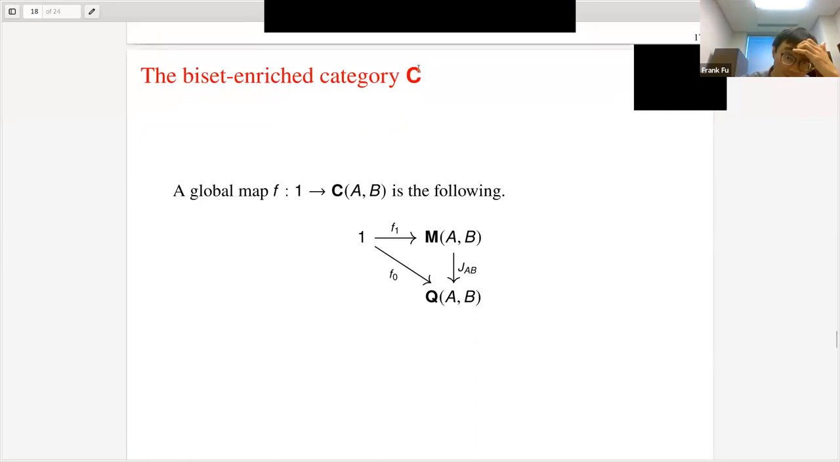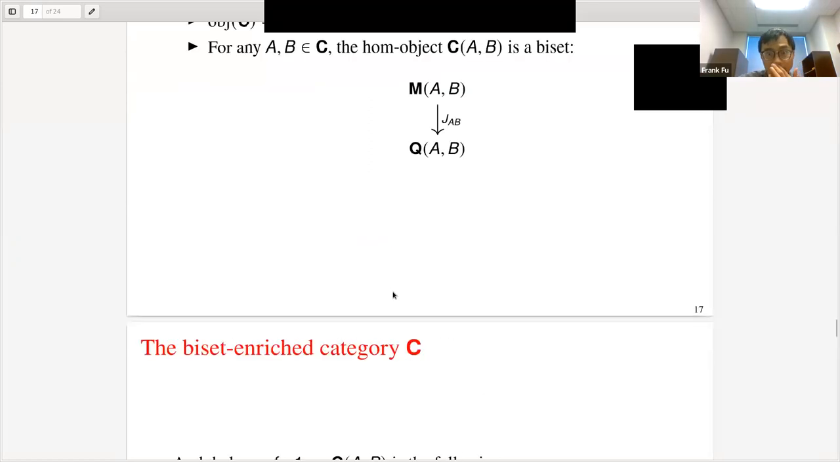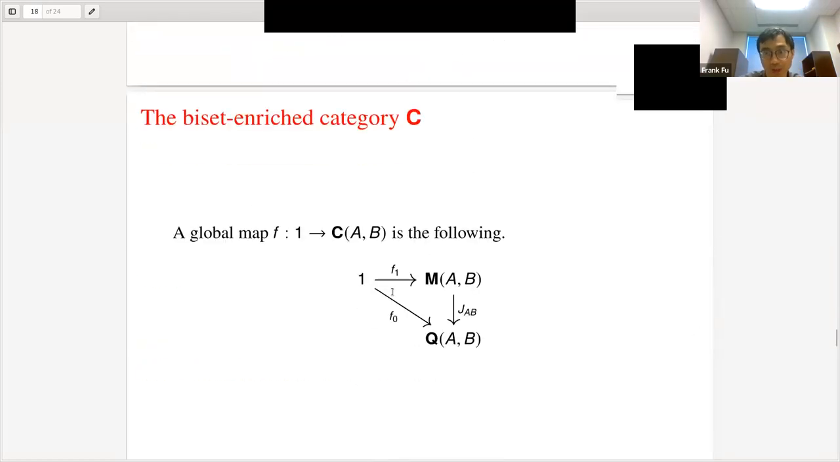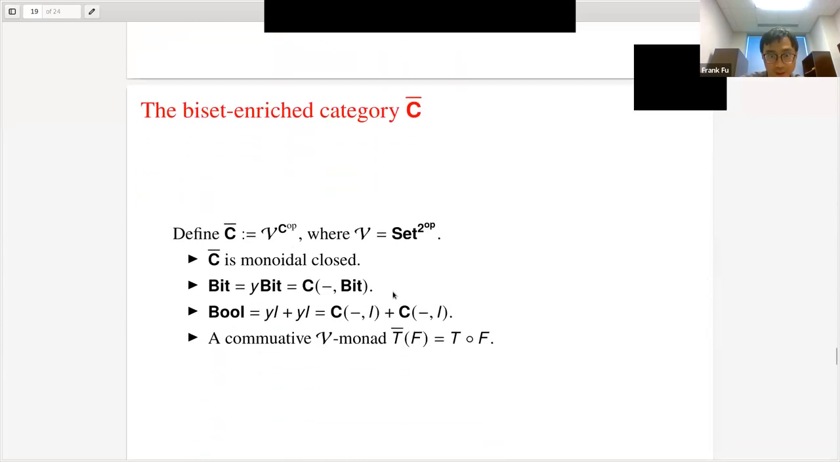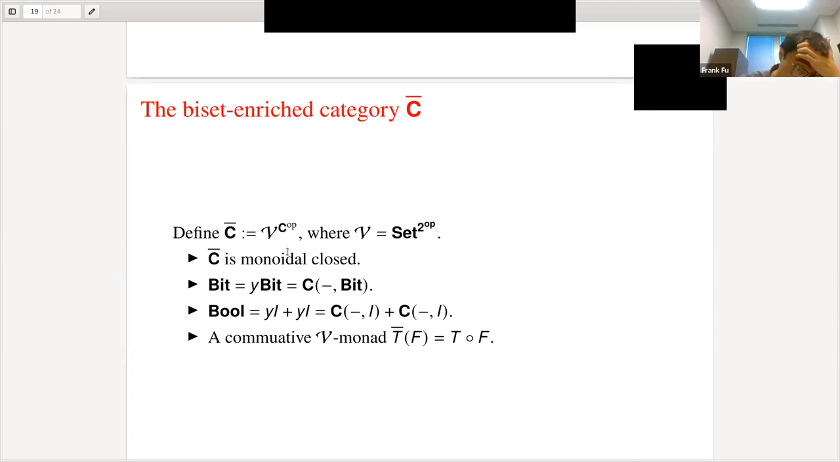So our construction is really based on this biset enrichment. This category C in a way captures both the idea of a quantum circuit and allows us to know how to run the quantum circuits at the same time. So a global morphism from A to B essentially has two parts. It gives us a circuit and an operation that corresponds to the circuit. And because this C by itself is not monoidal closed, we have to do some further construction like the Yoneda embedding and other more advanced things on this C.